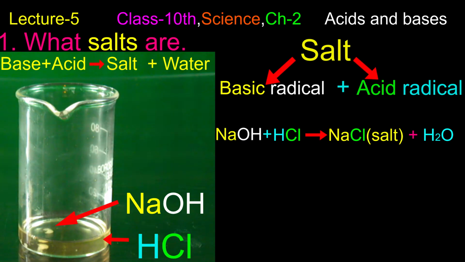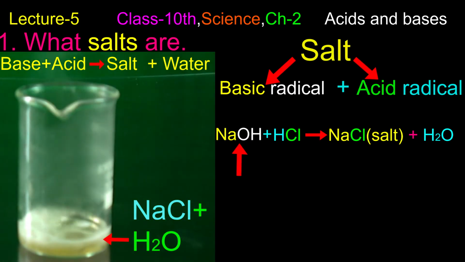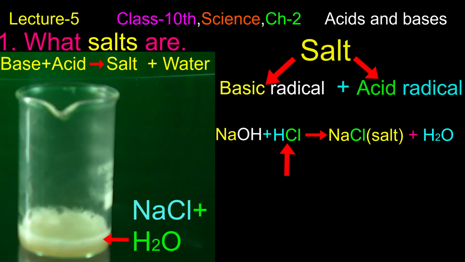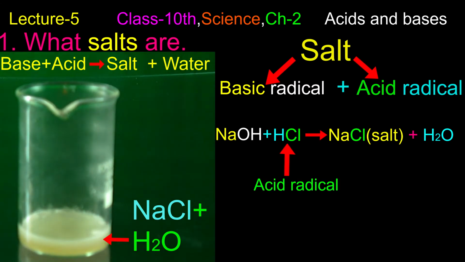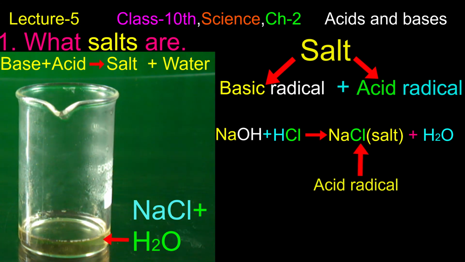Here, sodium chloride is a salt. The reaction can be written as NaOH plus HCl produce NaCl plus H2O. In NaCl, Na comes from NaOH, which is a base. Therefore, Na is the basic radical, while Cl comes from HCl acid, hence acid radical. Or we can say that the radical written first in a salt is the basic radical and the second radical is the acid radical.